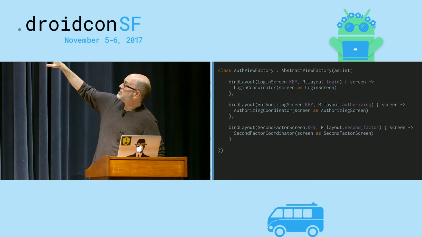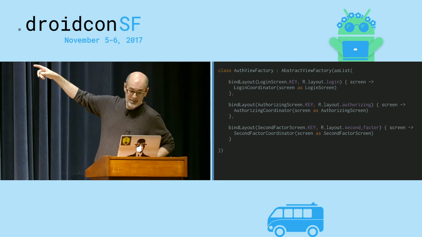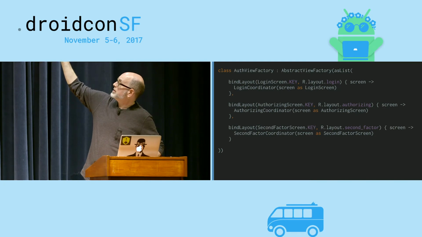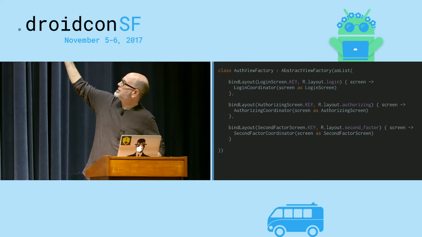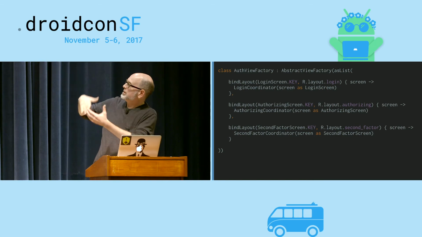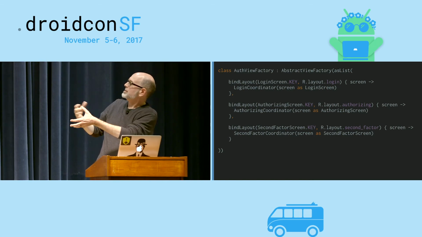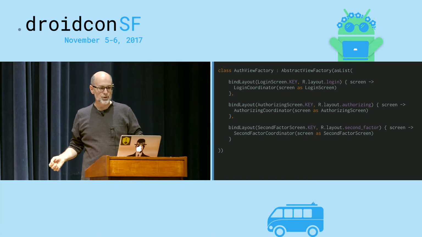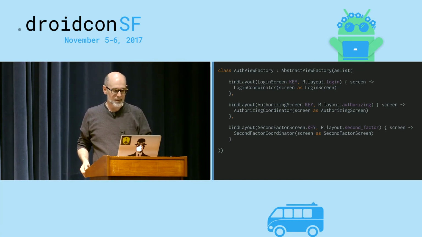Our view factories and the code that we're doing right now look a lot like this, where I'm going to just have little declarations. Whenever I see the login screen key, it's the layout login that I'm going to inflate. And then finally, I'm going to provide a factory function that, given a screen of that kind, instantiates a coordinator that knows how to deal with these login screen objects, and knows how to deal with that layout. So coordinator is a new term that I just snuck in on you. What's a coordinator?